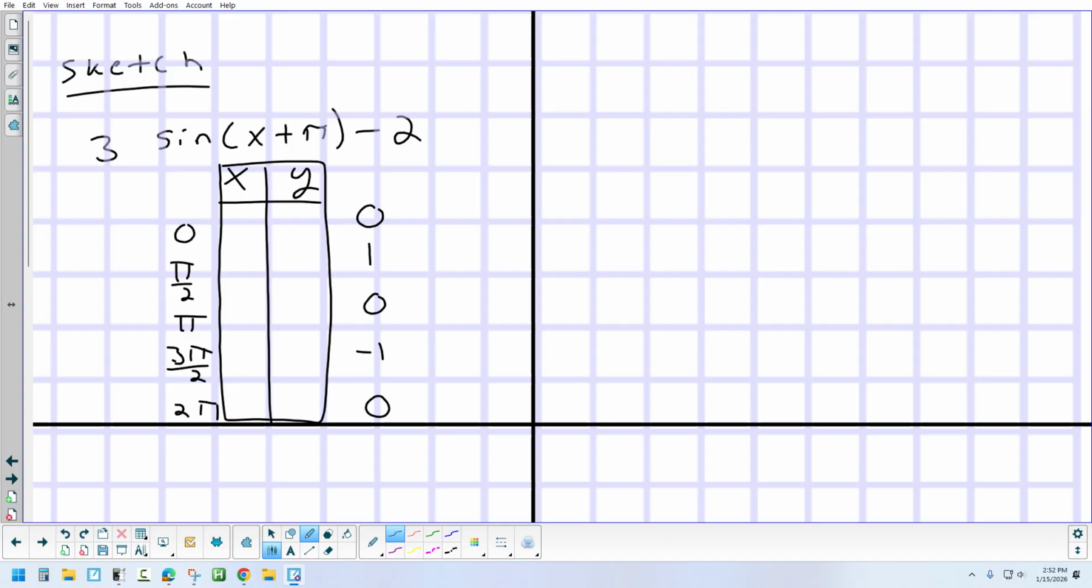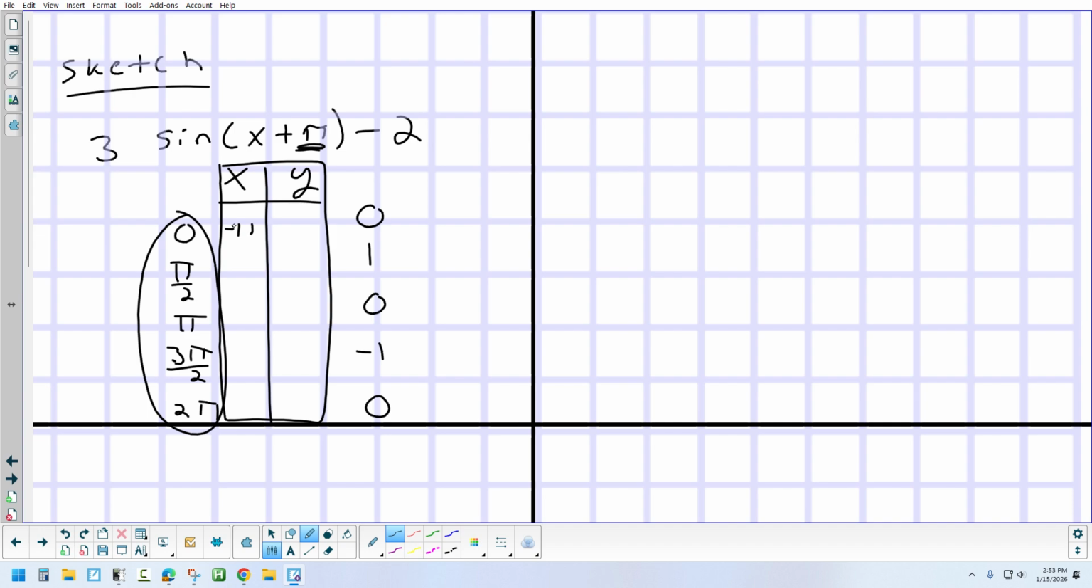Now, the first thing we have to figure out is, out of the 3 transformations, which value, the 3, the pi, or the minus 2, is going to affect the x's? The plus pi. Yep, that's going to be a horizontal shift. Everything is going to move to the left pi units. So what should I do to all of these values with pi? Subtract pi. So we subtract pi from all of them.